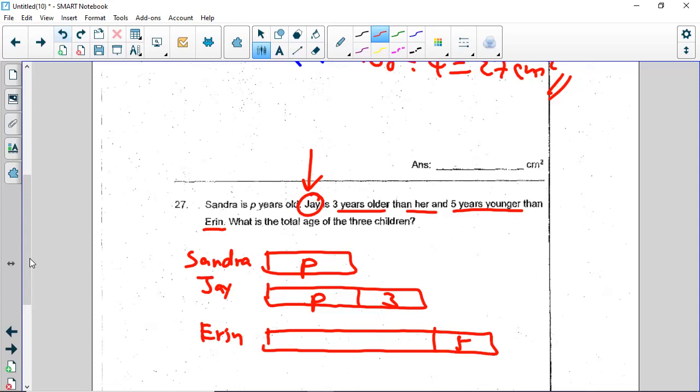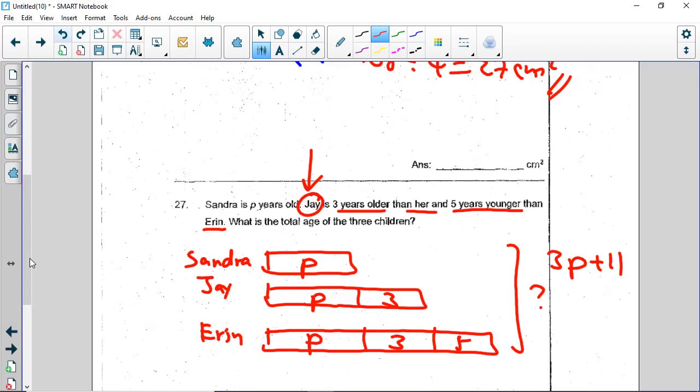So what is the total age? Then your question mark. When you draw the model, you don't really make careless mistakes because you can see very clearly how to do it. So you just add everything together, P plus P plus P, you will get 3P, and then 3 plus 3, 6, plus 5, 11. So you have 3P plus 11. But if you don't draw a model, you might get confused. So it's better to draw a model.